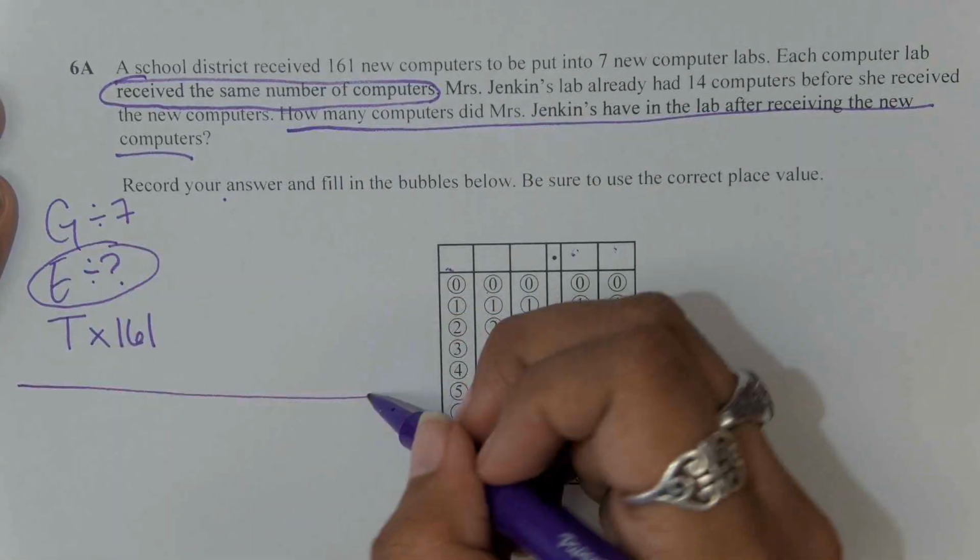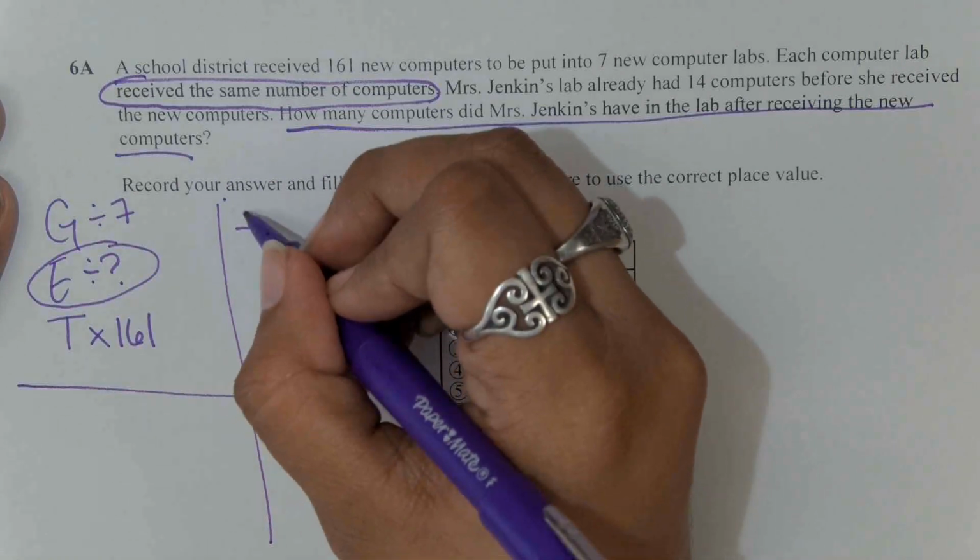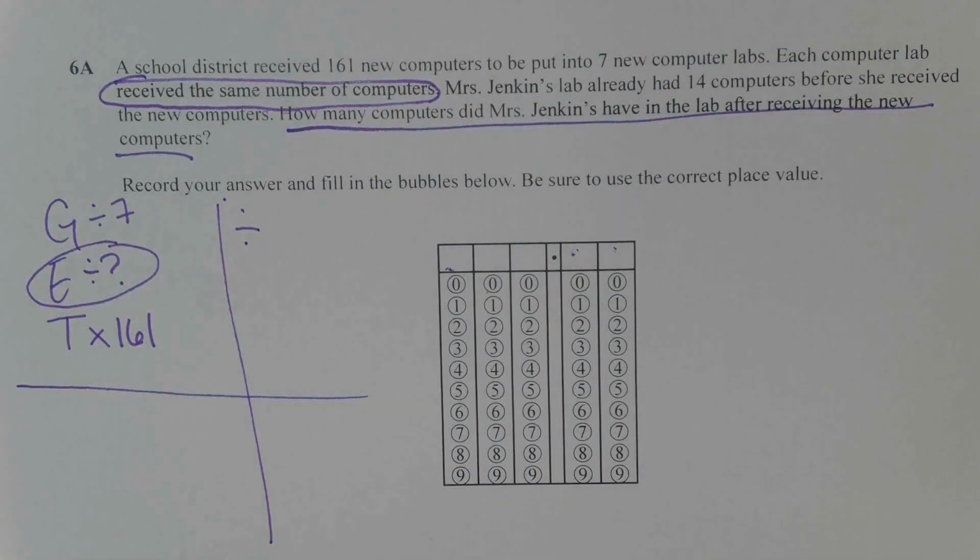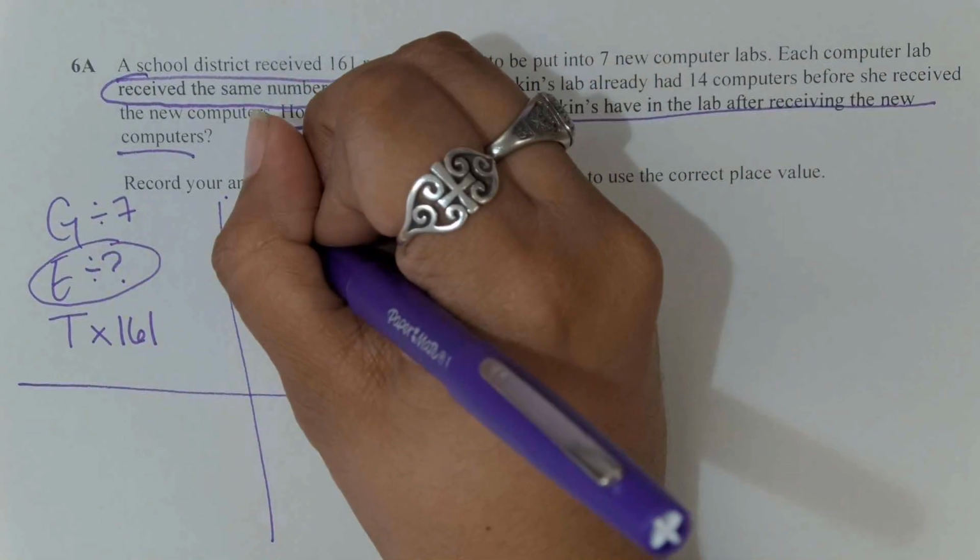So I know for sure I'm going to divide. But first, since I know I'm going to divide, I want to ask you, is that going to give me an exact answer of how many computers Mrs. Jenkins has in her lab? No, because once I get that answer, I'm going to know how much each computer lab received. So Ms. Jenkins will get that amount of computers, but she also has an additional 14. So what do I have to do to that answer to figure out how much Ms. Jenkins has in the lab? That's right, I have to add after that.